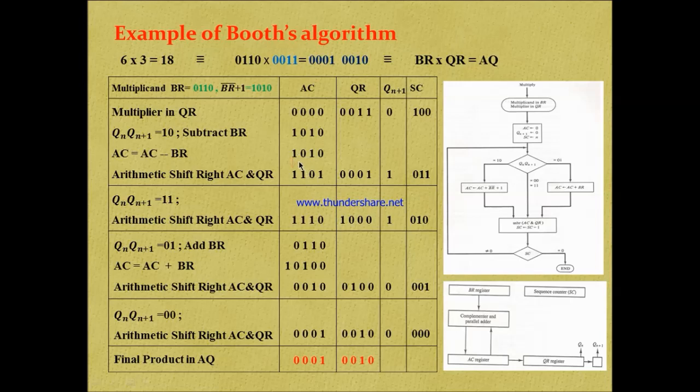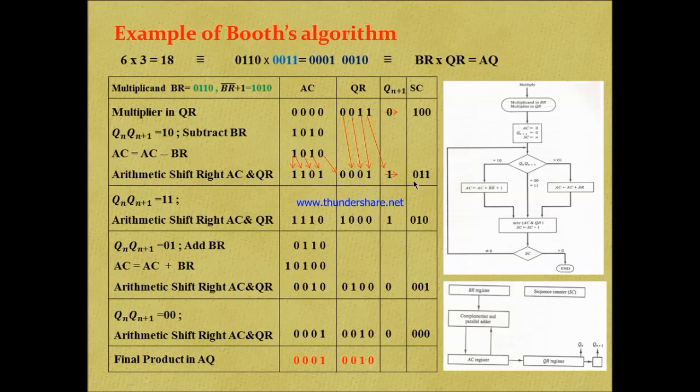So the first bit is copied as it is, and now this bit is shifted to the right bit position, and again this is shifted to the right position. In this way all bits are shifted. In QR this bit is shifted, and the last one is shifted to QN plus 1. This QN plus 1 we don't require, so we have to discard it. Now this first step is complete.